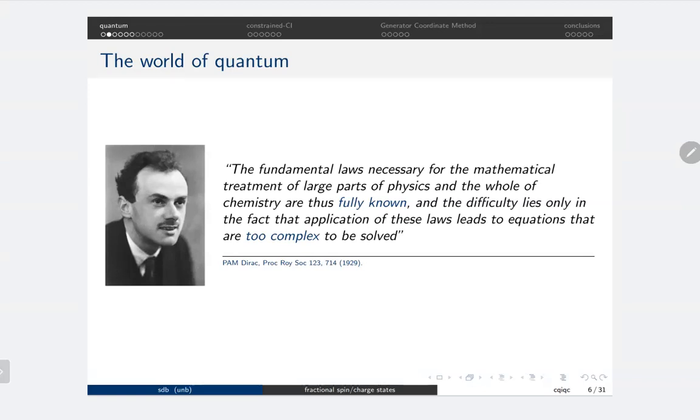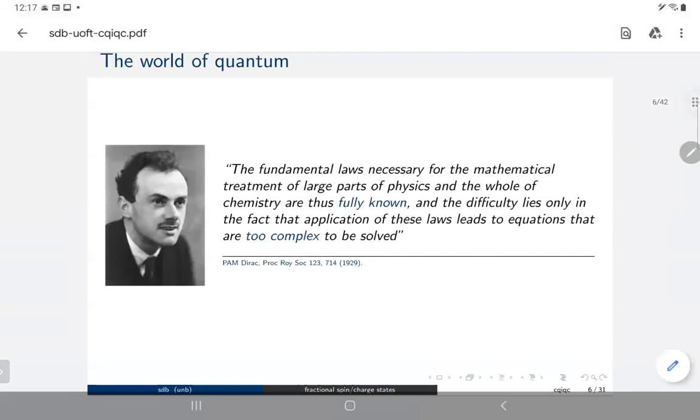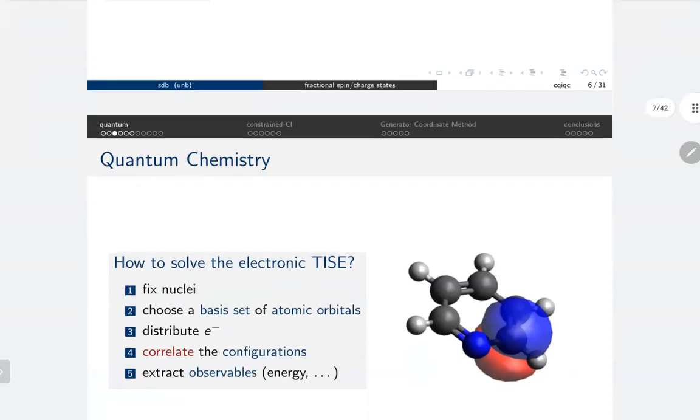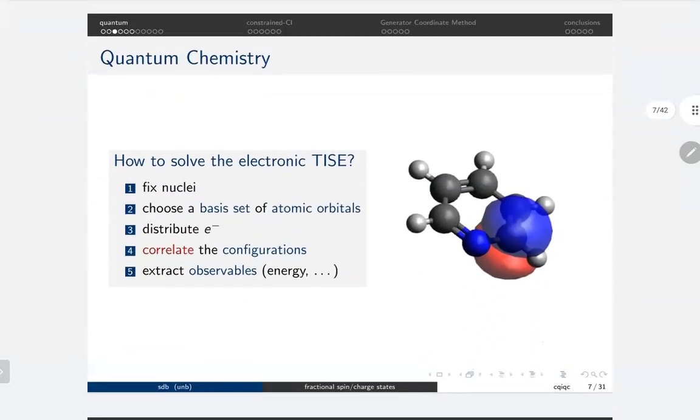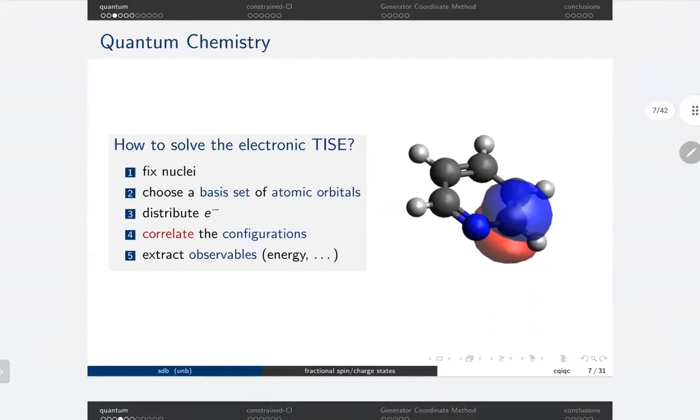And the difficulty lies only, love the only, in the fact that application of these laws leads to equations that are too complex to be solved. Okay, so that is what we're still struggling with today. Now you can ask a question, why is that? Are we just too stupid to solve that, or what is the issue here? Right? If Dirac couldn't solve it, then probably the answer is not in mathematical terms.